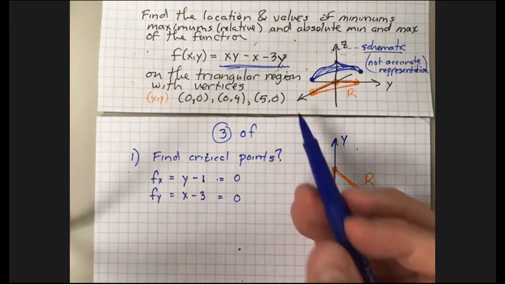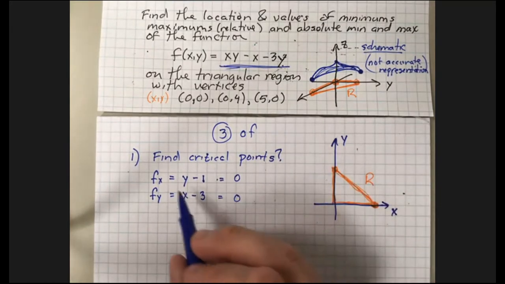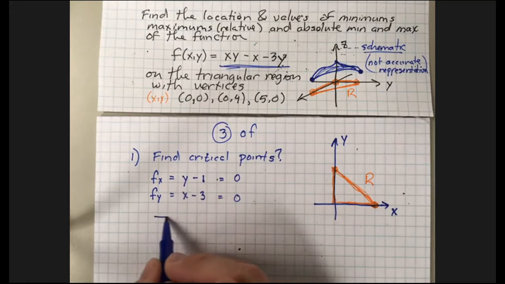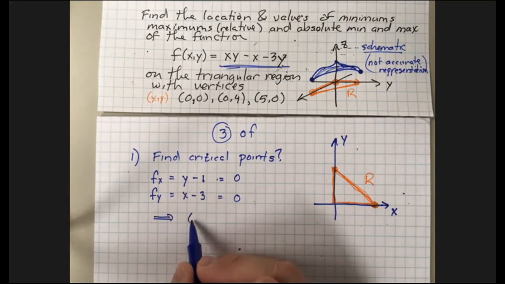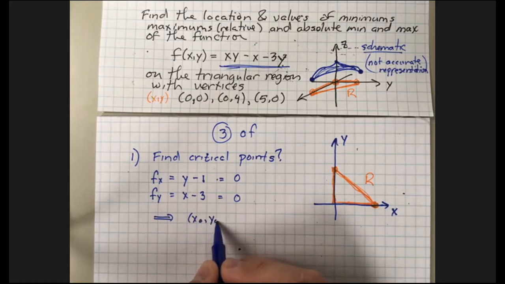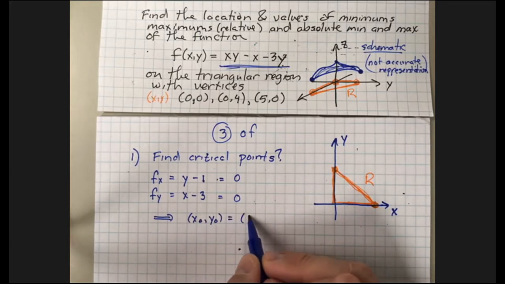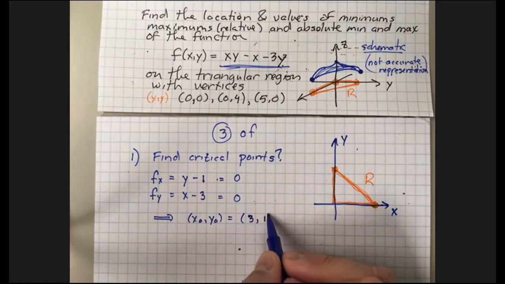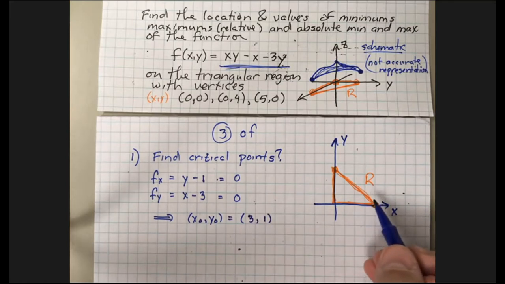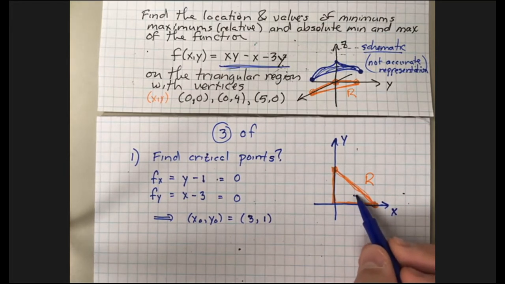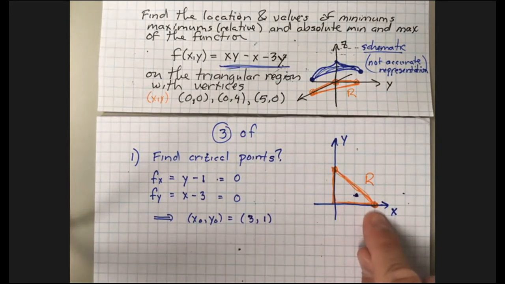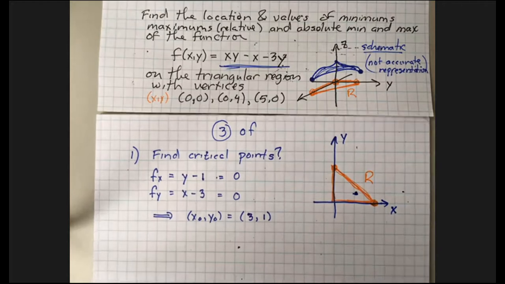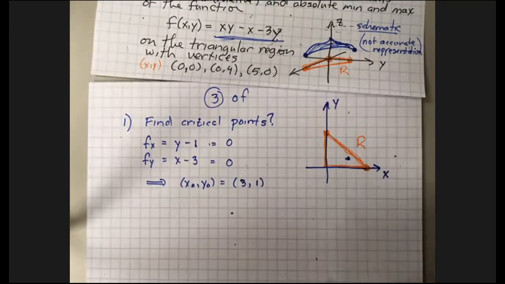So I want to know where those are simultaneously 0. And this was set up to be a nice introductory problem. The only way for both of these to be 0 at the same time is if I am at the position (3, 1). And (3, 1) should be inside this triangle. Now, what I regret is I don't think I've drawn this triangle to scale, marking 5 spaces on the x-axis, 4 spaces on the y-axis. As soon as I drew that, I knew that that wasn't going to do.